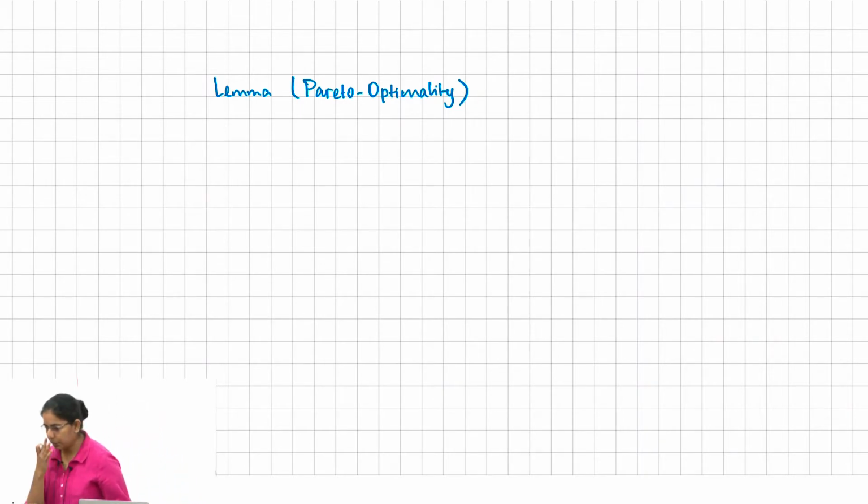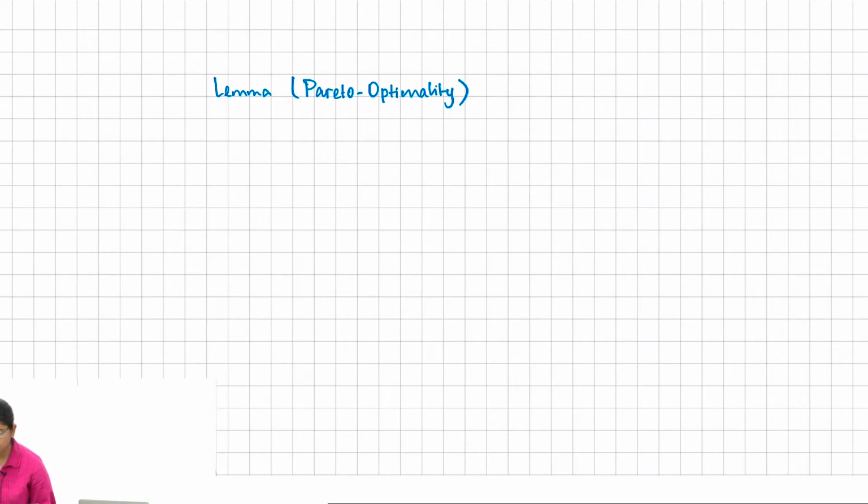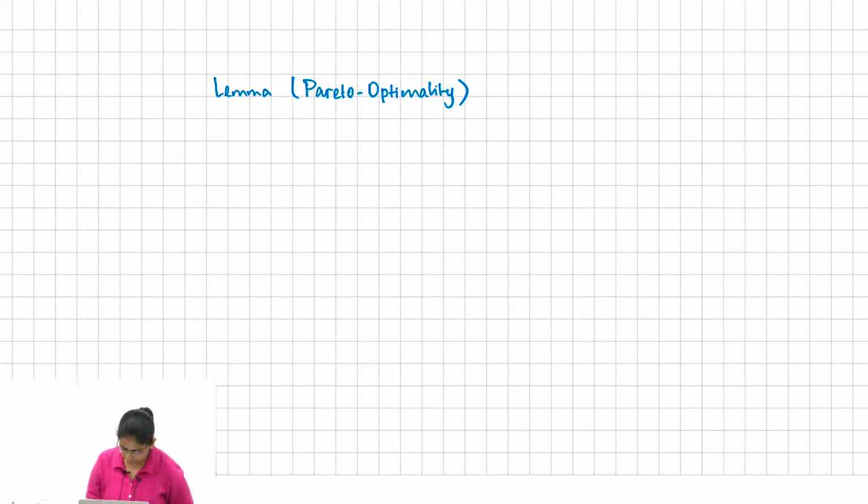so the second claim I want to make is about Pareto optimality. So let's say that this is sort of trying to transfer unanimity.